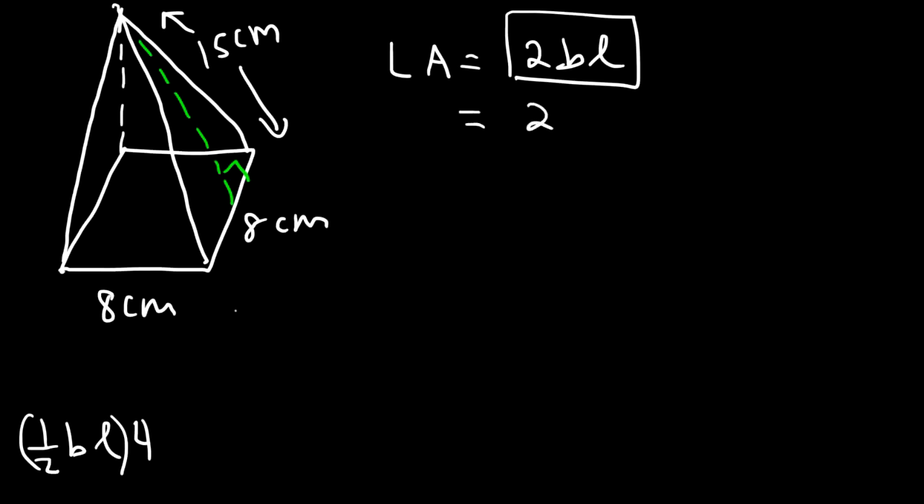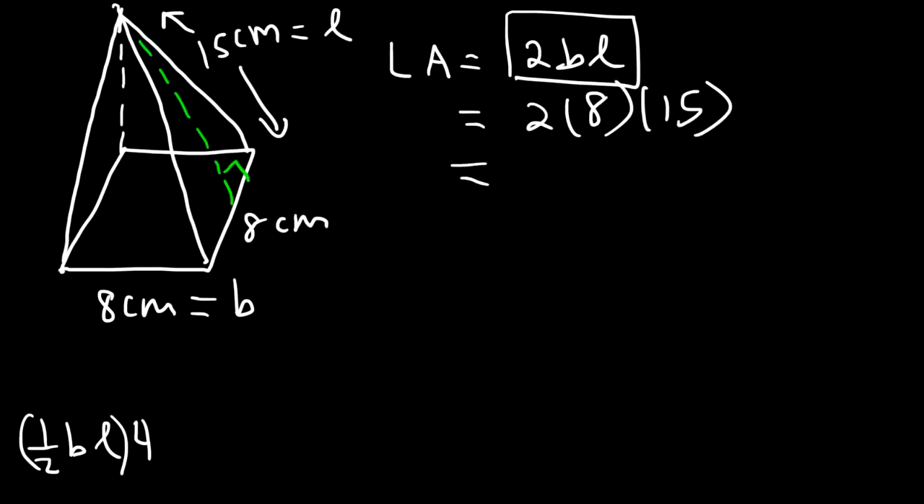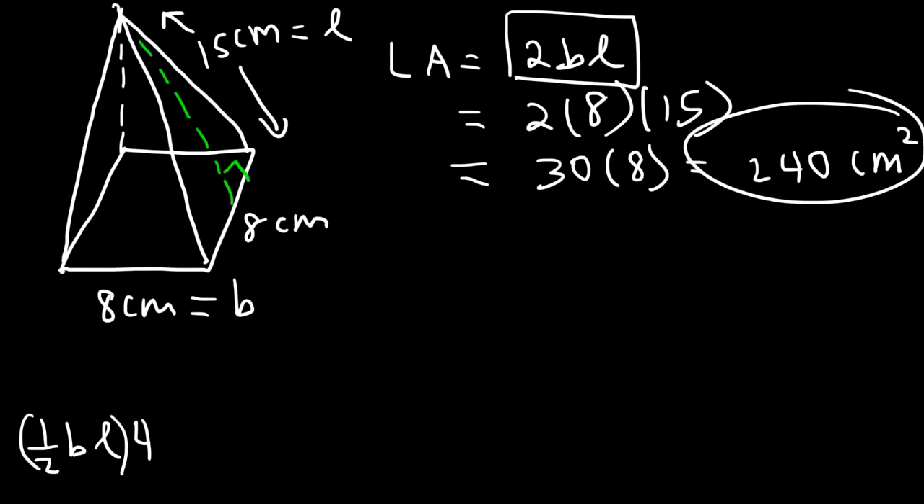So b in our example is 8 and l is 15. So it's 2 times 8 times 15. Now 2 times 15 is 30. And 30 times 8, if 3 times 8 is 24, 30 times 8 is 240. So it's 240 square centimeters. So that's the lateral area.